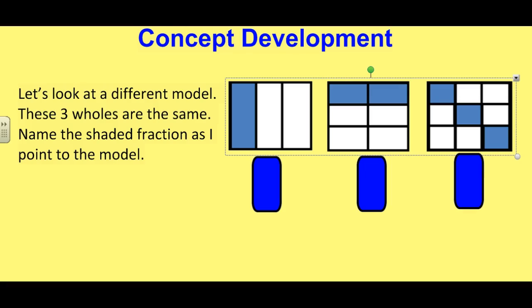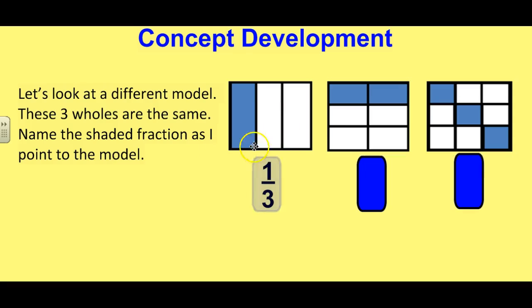So on your piece of paper, what I want you to do is write the fraction for what part is shaded here. Write the fraction for these parts that are shaded, and then I also want you to write the fraction for what these parts are that are shaded. So you're going to have 3 different fractions on your paper that represent each one of these models. When you have those three fractions written on your paper, I want you to push play.